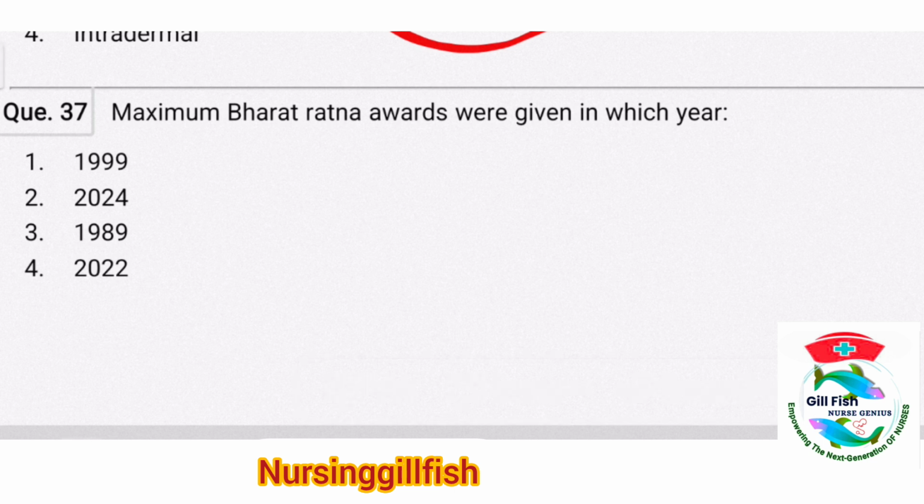The maximum number of Bharat Ratna awards were given in which year? So many people are getting the award. During which year were more awards given to persons? Okay, option 1, 1999. Option 2, 2024. Option 3, 1989. Option 4, 2022. So what is the correct answer here? 2024 will be the correct answer, because in this year more awards were given.